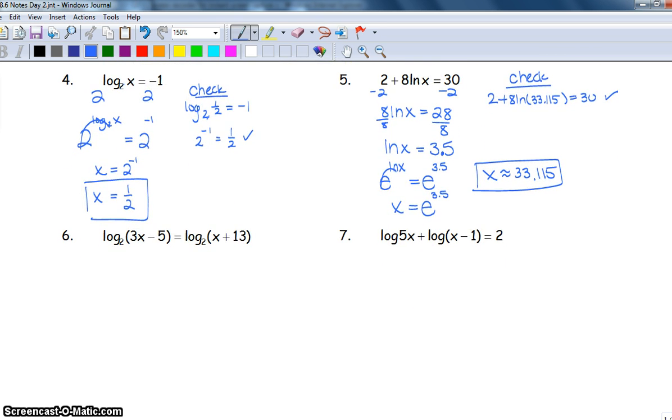Number 6. We've got log base 2 of 3x minus 5 is equal to log base 2 of x plus 13. You can instill that same idea that we've been talking about, that to get rid of the log base 2, you raise everything, or have it a base of 2, and you raise it to those powers.